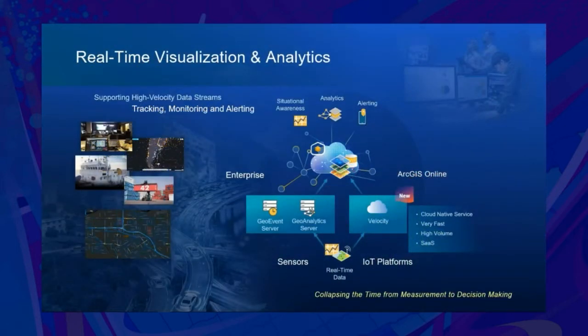ArcGIS Velocity falls into Esri's real-time visualization and analytics capability in general. It's in many ways a parallel product to our real-time and big data capabilities in ArcGIS Enterprise. So in Enterprise, GeoEvent Server enables end-to-end situational awareness, analytics, and alerting for data in motion. And when data grows over time to large volumes, GeoAnalytics Server comes in as the solution to process that data efficiently. ArcGIS Velocity is the parallel to those products but in the cloud.